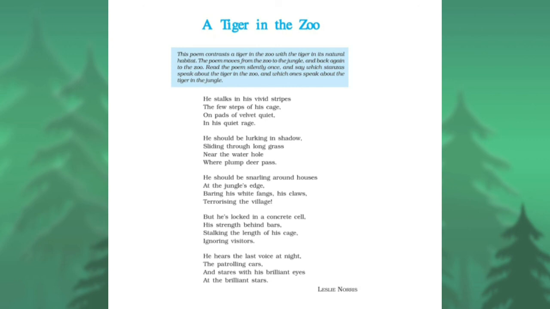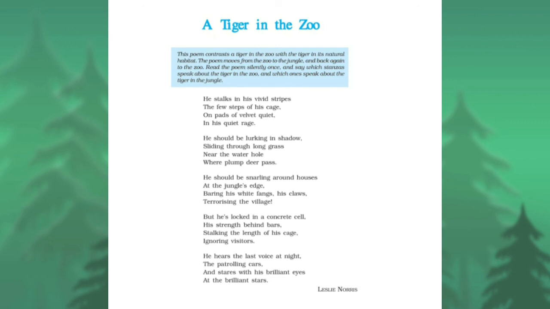Listen carefully. In this poem, the poet has contrasted two environments: the tiger in the zoo, in the cage, and the tiger in the jungle or forest. So the tiger in the zoo, what is he doing? He has nothing to do. He is just moving slowly to and fro, from one corner of the cage to the other, with quiet anger. Quiet anger means he is very angry inside, but he is quiet because he cannot do anything. All his strengths are locked behind the bars.